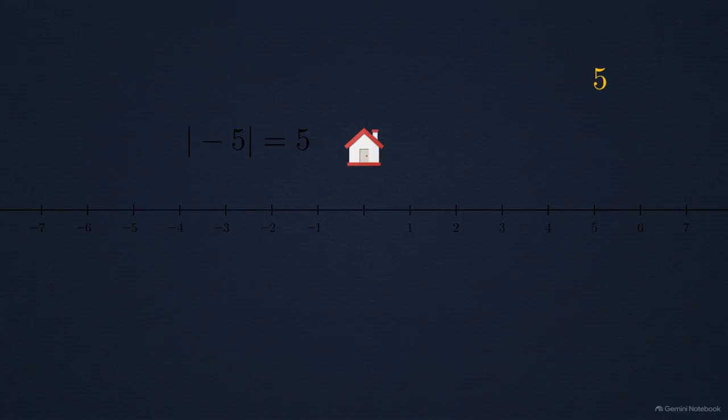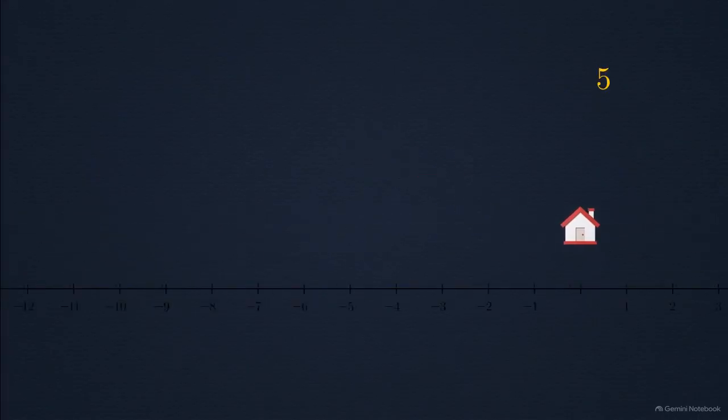Because it only measures distance, driving 4 steps forward or 4 steps backward creates the exact same result. The absolute value of 4 is equal to the absolute value of -4. The lengths of the trips are identical.